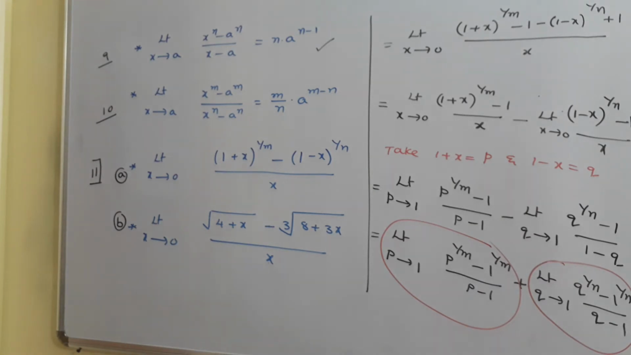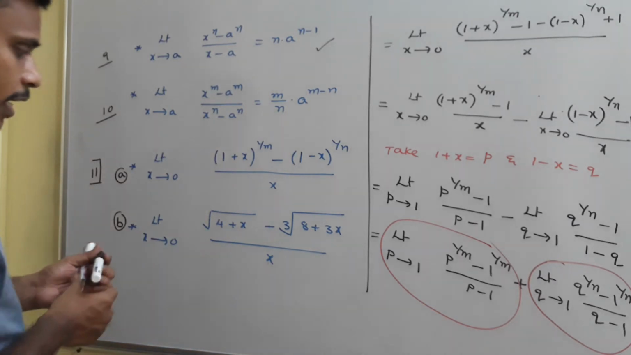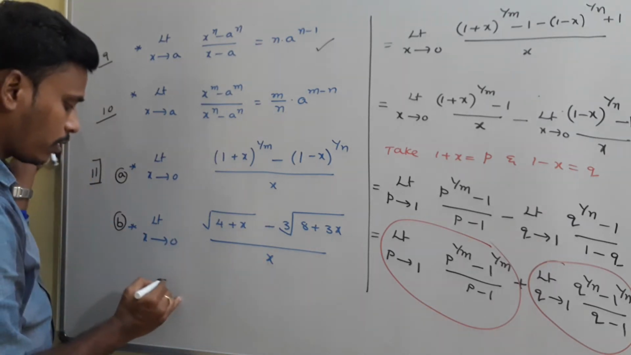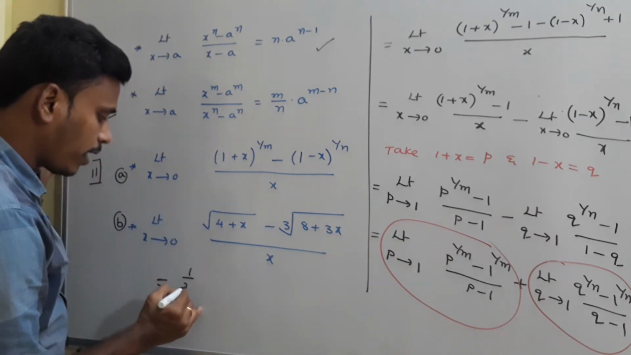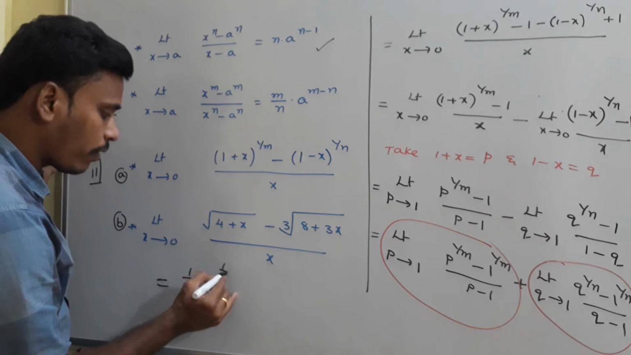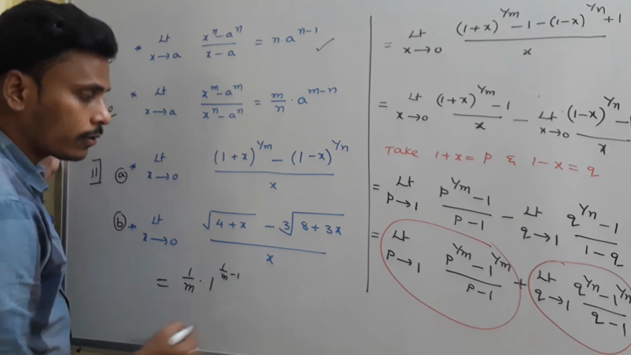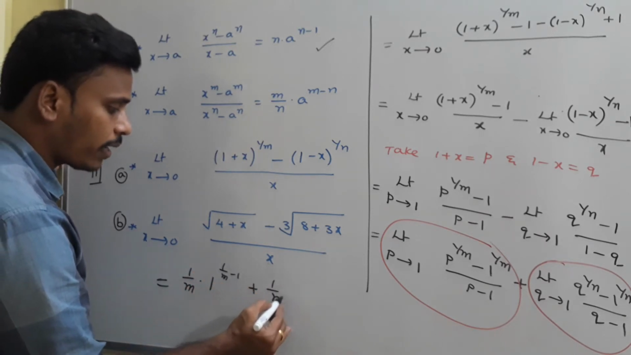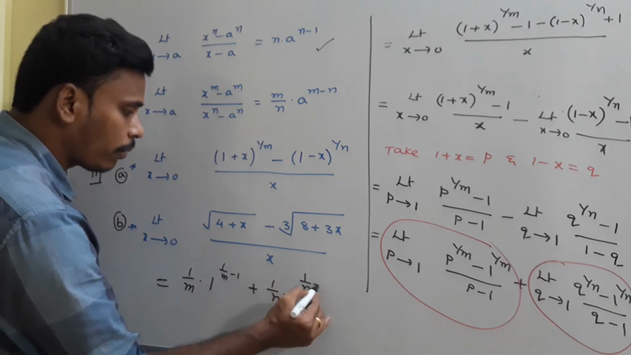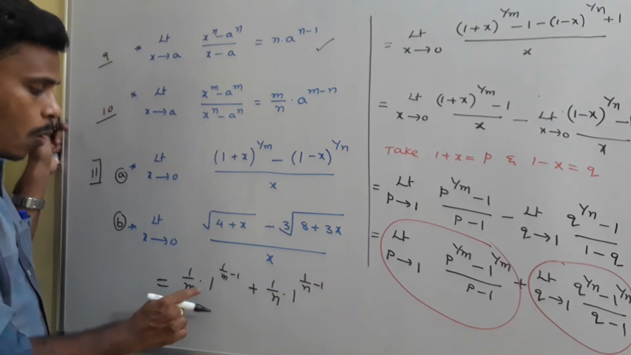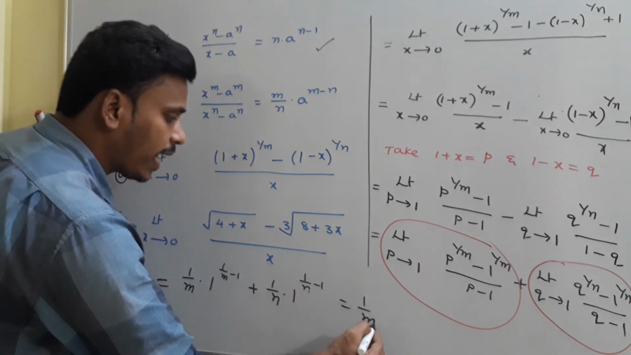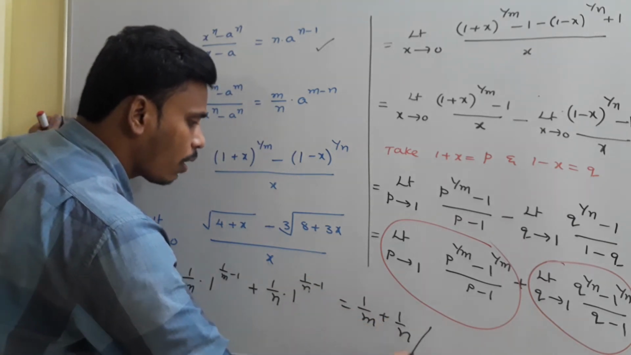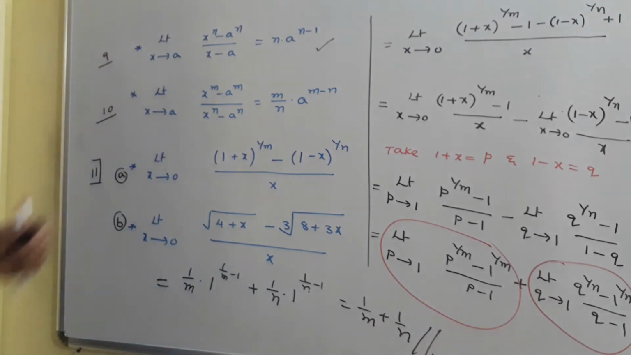Our answer is that power into a to the power n minus 1. I will write here because of the space. So that continuation, this is equals to this power 1 by m into 1 power 1 by m minus 1 plus the power 1 by n into 1 power 1 by n minus 1. 1 power anything is 1 always. At the end your answer for the problem is 1 by m plus 1 by n.